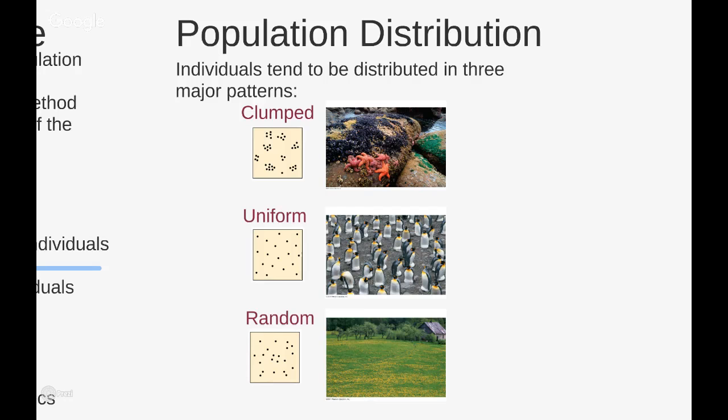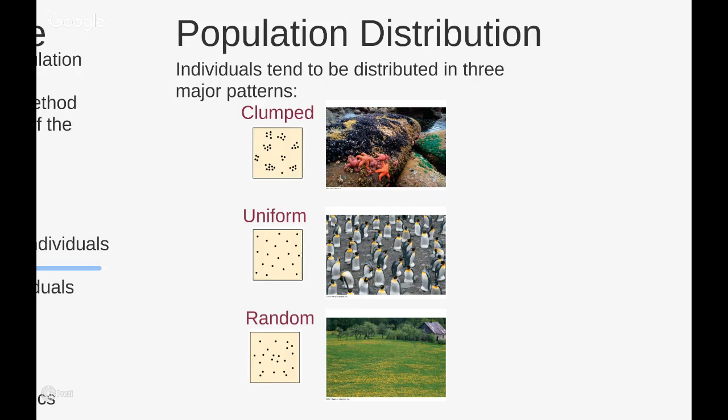And then you have random. Plants are a great example of random distribution because they don't choose where to grow in most cases. So if they land somewhere that's favorable, then they'll be randomly grouped there. So think about population distribution. It's all based on your frame of reference. It depends on how zoomed in you are to the area in which you're looking at. So I mean, you can think about it right now.